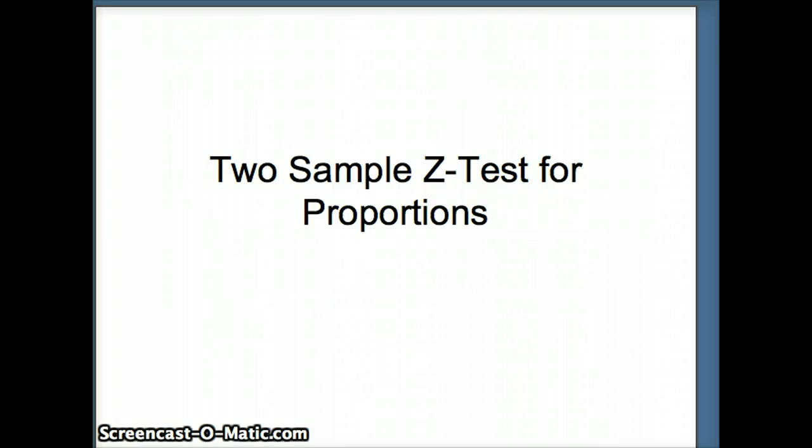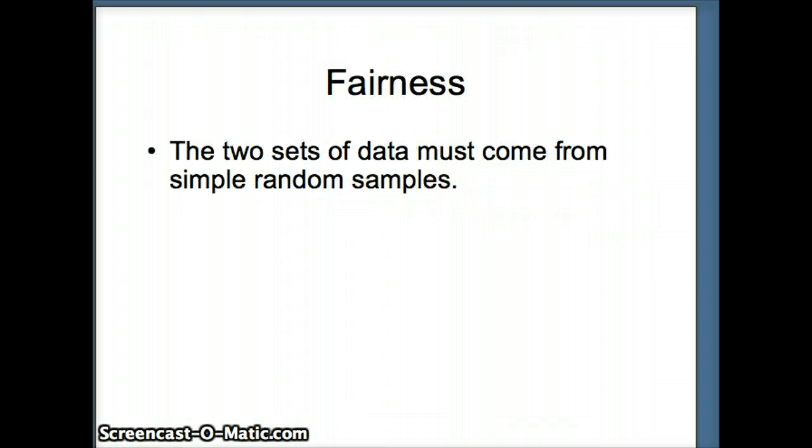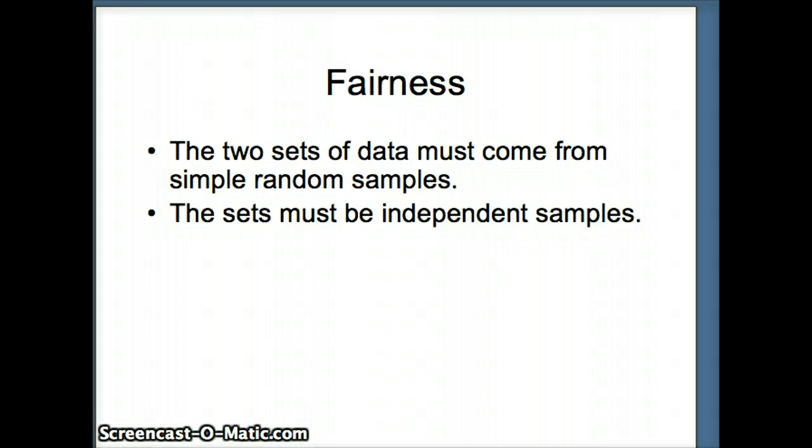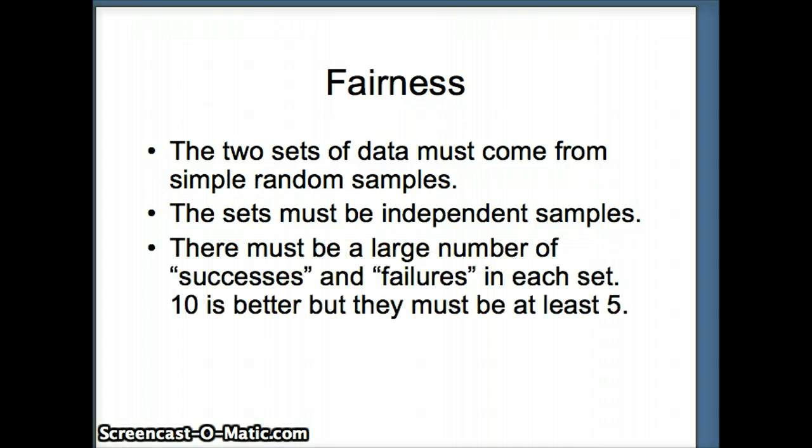This presentation examines the two-sample z-test for proportions. First, we're going to establish when it's fair. The two sets of data must come from simple random samples. If we are going to make some inferences about the entire population, we must make sure our samples were randomly chosen.